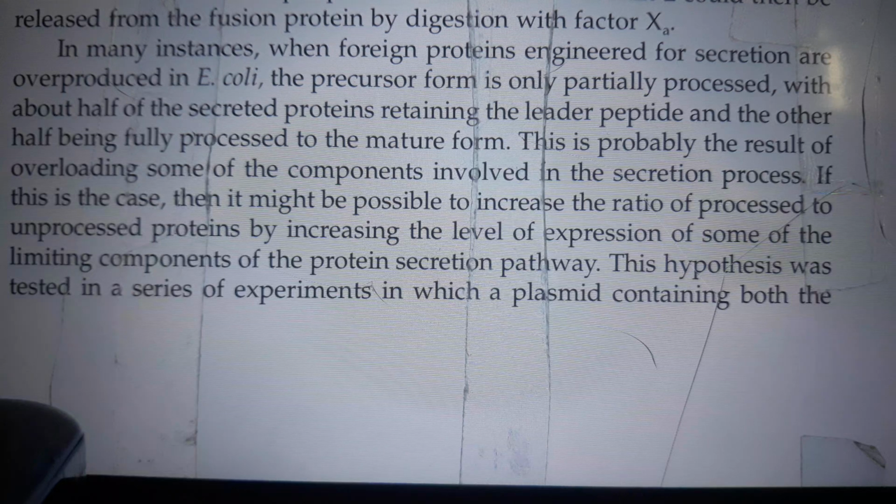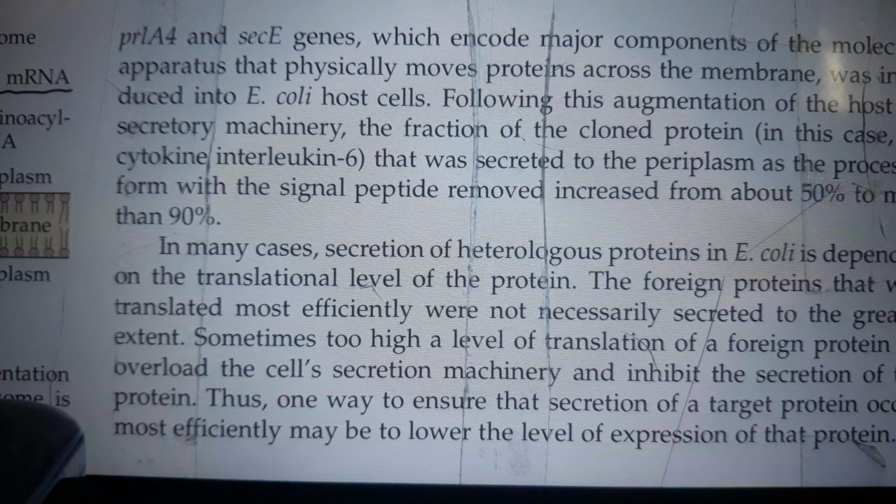This hypothesis was tested in a series of experiments in which a plasmid containing both PRLA4 and SEC-E genes, which encode major components of the molecular apparatus that physically moves proteins across the membrane, was introduced into E. coli host cells. Following this augmentation of the host cell secretory machinery, the fraction of the cloned protein, in this case the cytokine interleukin 6, that was secreted to the periplasm as the processed form with the signal peptide removed, increased from 50% to more than 90%.